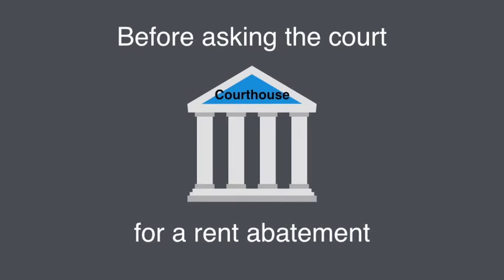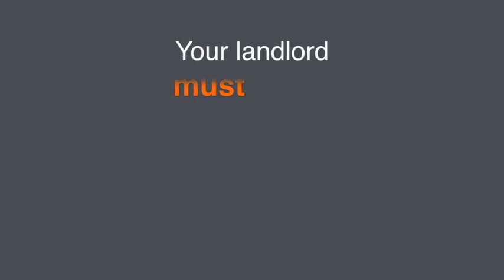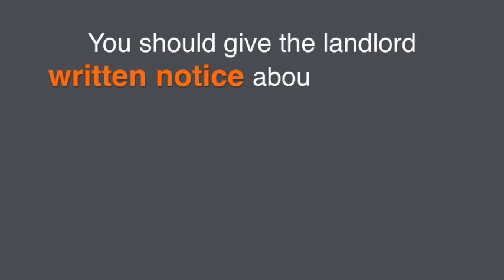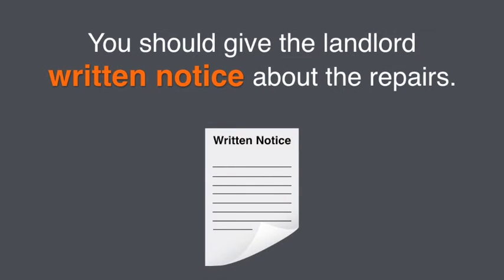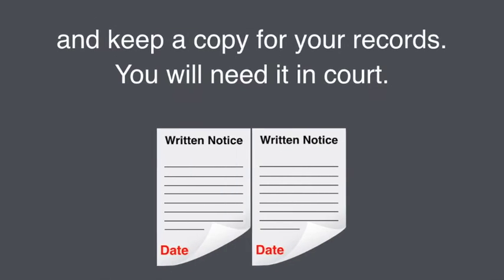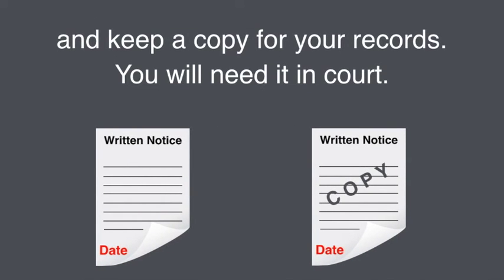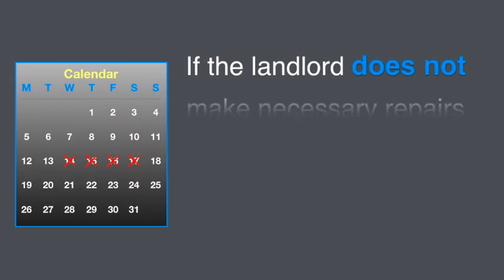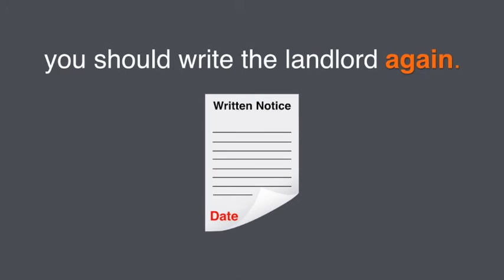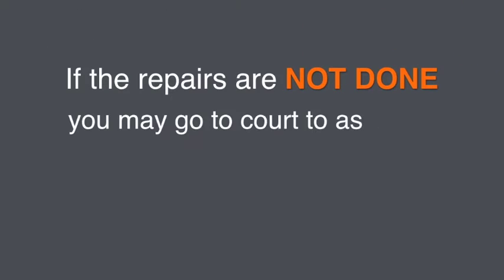Before you ask the court for a rent abatement, your landlord must know that the repairs are needed. You should give the landlord written notice about the repairs. Be sure to put a date on your written notice and keep a copy for yourself. You will need it in court. If your landlord does not make necessary repairs within a reasonable time, you should write the landlord again. If the repairs are not done, you may go to court to ask for a rent abatement.